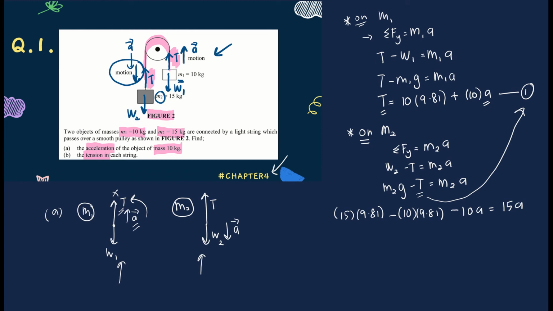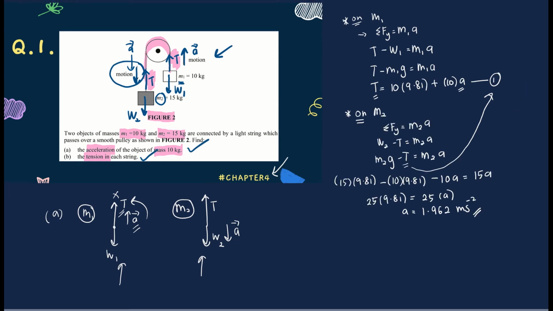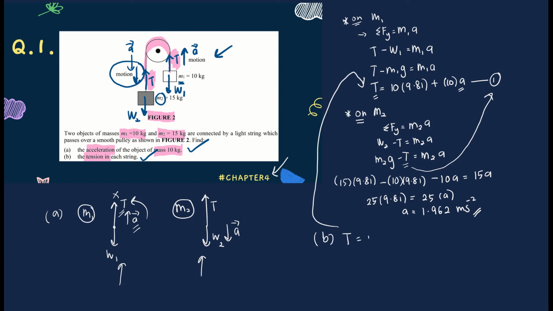Rearranging all the equations, you will get 5 times 9.81 is equal to 25A. So your A is supposed to be 1.962 meter per second squared. To solve B, we want to find tension. We can use the equation for T that we generated just now. T is equal to 10 times 9.81 plus 10A, with A as 1.962. Bear in mind that our A for object M1 is equal to A for object M2. So now you will have your tension as 117.72 Newton.